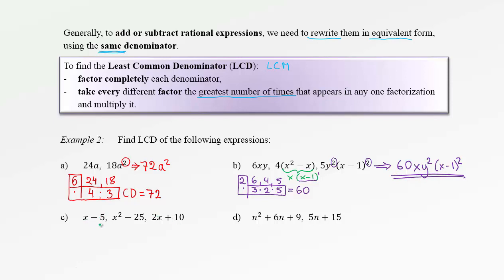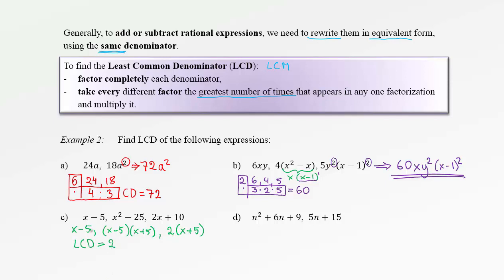Well, let's look at the next example. The best idea would be to rewrite all the expressions that are not factored yet in a factored form. So let's rewrite everything in a factored form. x minus 5, then this is a difference of squares. It factors into x minus 5 and x plus 5. And here we can factor the 2 as a common factor out of the bracket and x plus 5 in a bracket.